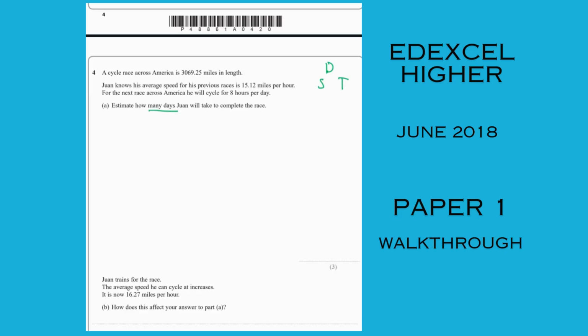But for me, I'm going to go for time equals distance over speed. So that's 3,000 miles divided by 15 miles per hour. And 30 divided by 15 is 2. So we get 200 hours is our estimate. 8 hours a day. So you could halve it again. That would work to get 25 days. Or you could do a bus stop.